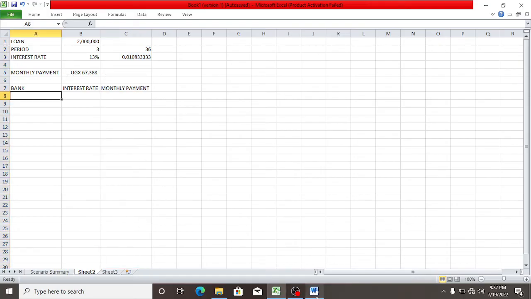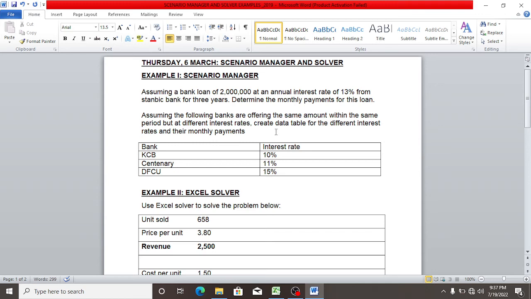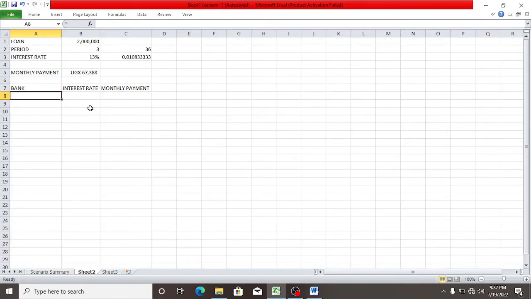Remember they have told us to find the monthly payments for KCB Bank, Centenary Bank, and DFCU Bank at these interest rates. So we know for Stanbic Bank, the interest rate is 13%, right? For Stanbic, the interest rate is 13%. So I'm going to put an equal sign and the value in this cell, which is 13%.